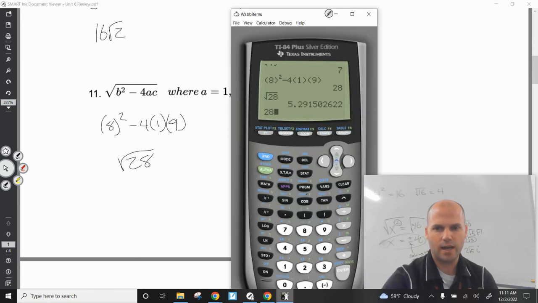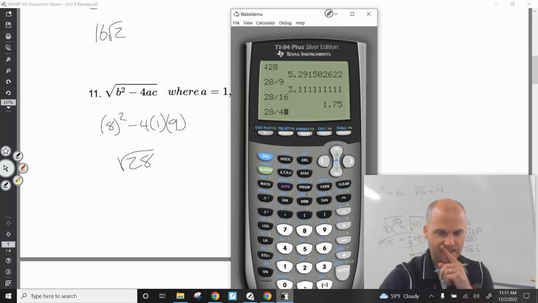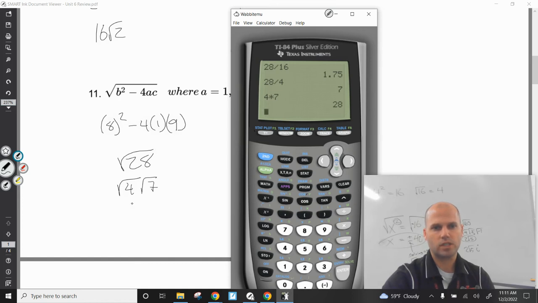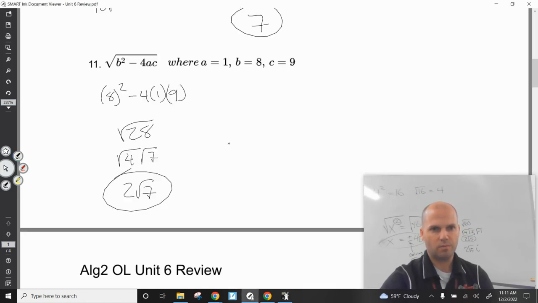So you try 9. No. You try 16. No. I mean, you should be trying just 9 or 4. You know 16 is not going to work because it's already above half. Okay. 4 times 7 is 28. Root 4, root 7 is root 28. 2 root 7 is root 28. This would be my simplified square root of b squared minus 4ac.